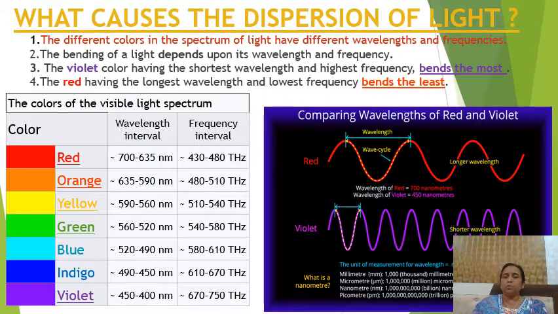What causes the dispersion of light? The different colors in the spectrum of light have different wavelengths and frequencies. The bending of light depends upon its wavelength and frequency. The violet color, having the shortest wavelength and highest frequency, bends the most. The red, having the longest wavelength and lowest frequency, bends the least.